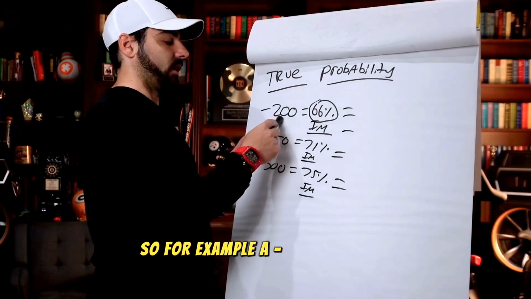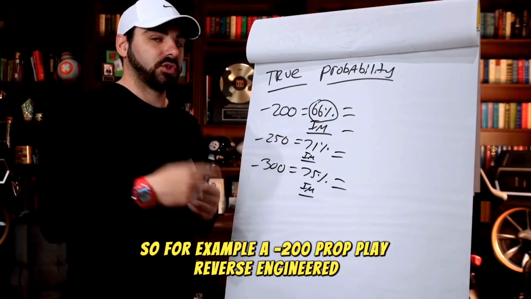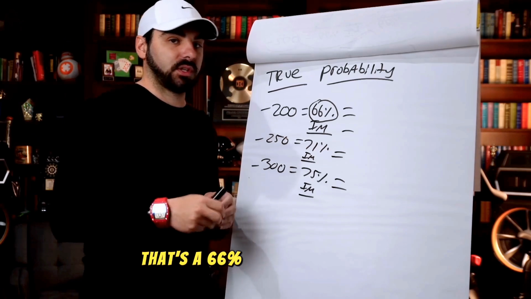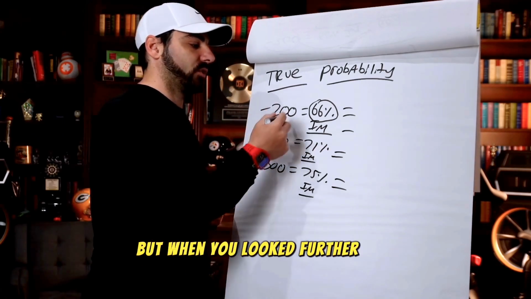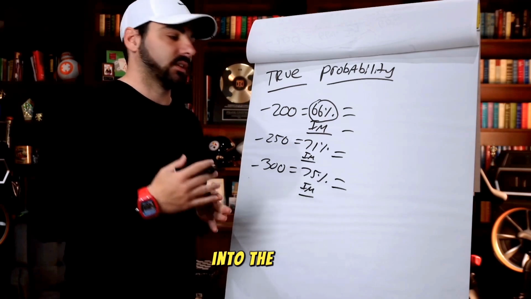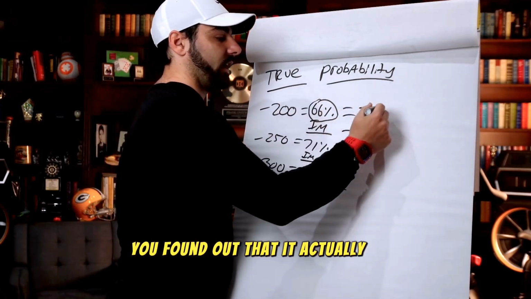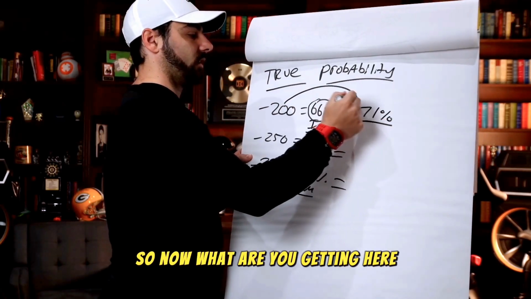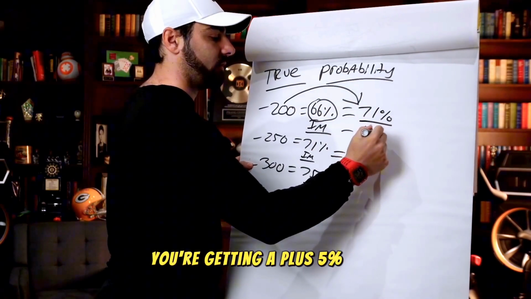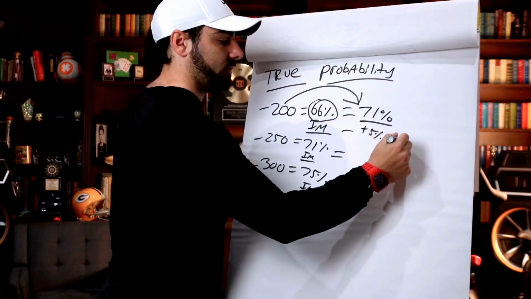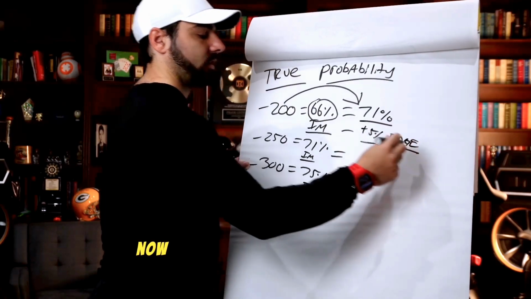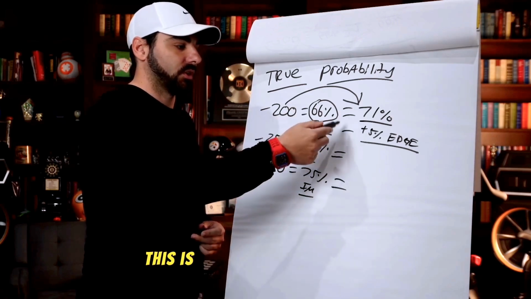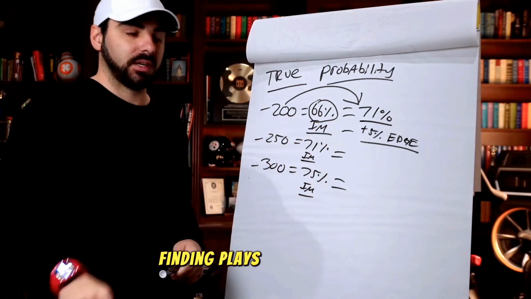So for example, a minus 200 prop play, reverse engineered, and you found a player prop that's at minus 200, that has a 66% implied probability, but when you looked further and deeper into the stats, you found out that it actually has a 71% chance of winning. So now, what are you getting here? You're getting a plus 5% edge. Now you're doing the opposite of slowly bleeding out. You're slowly gaining money. This is where you're able to win, finding plays like that.